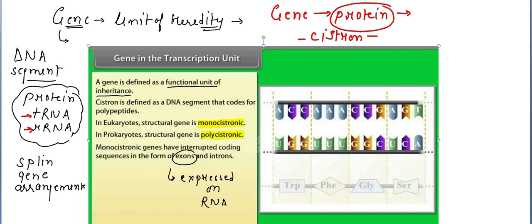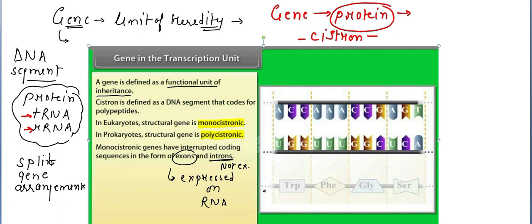These are the coding sequences. They are interrupted by the introns. These are the non-coding sequences which are not expressed in RNA, right? So this is the split gene arrangement, and it definitely complicates the definition of a gene, right? And it is present in the eukaryotes because in the processed RNA only exons can be seen. Introns are actually removed.